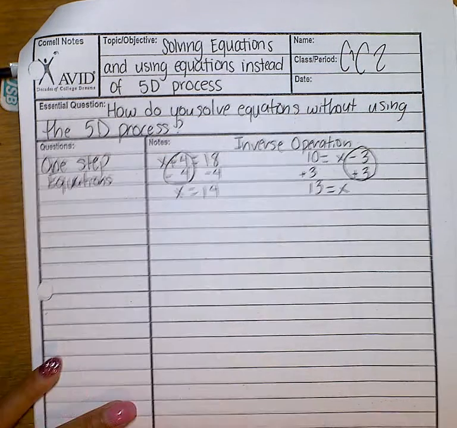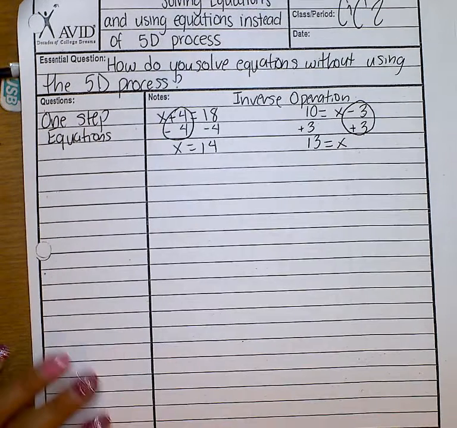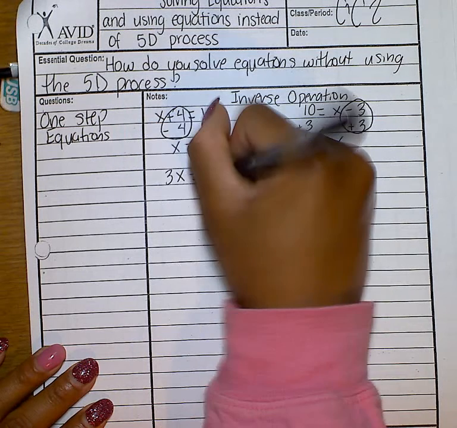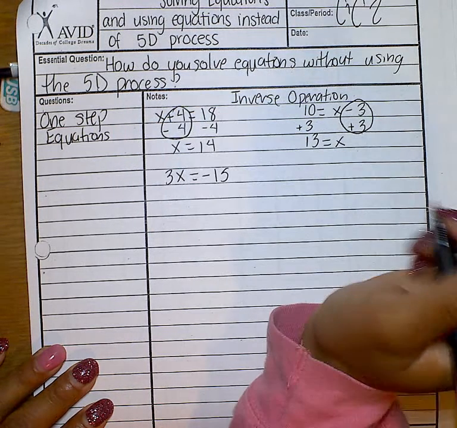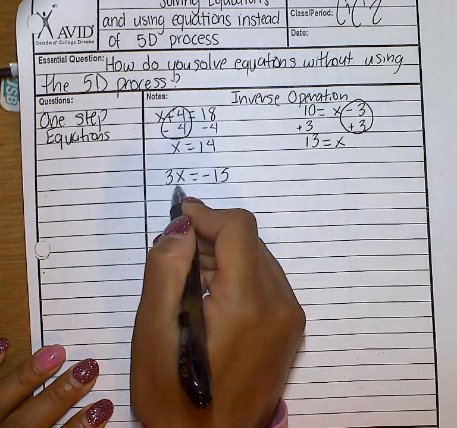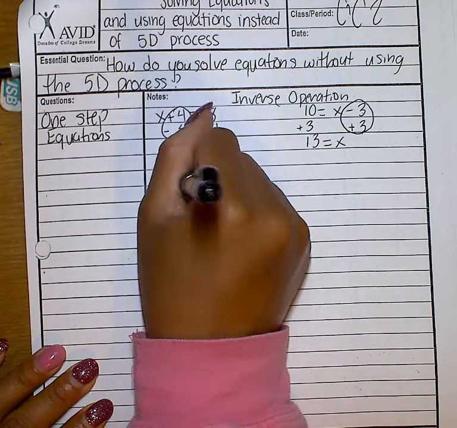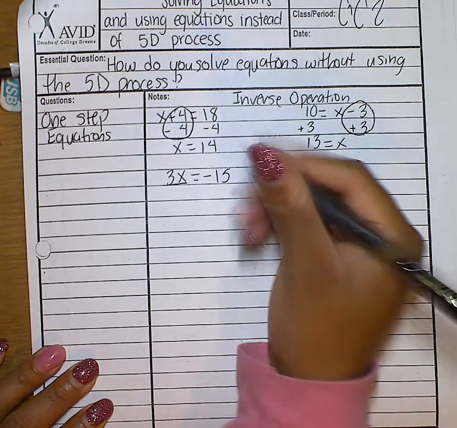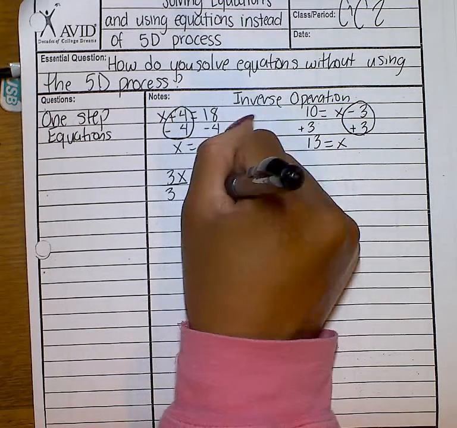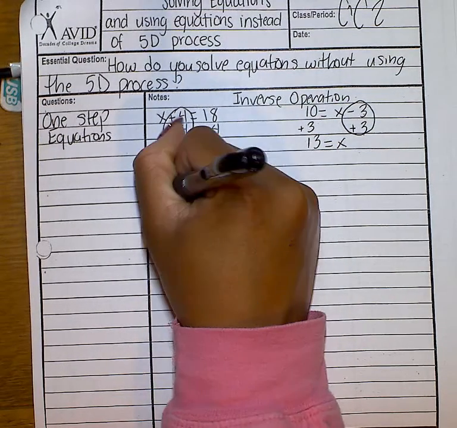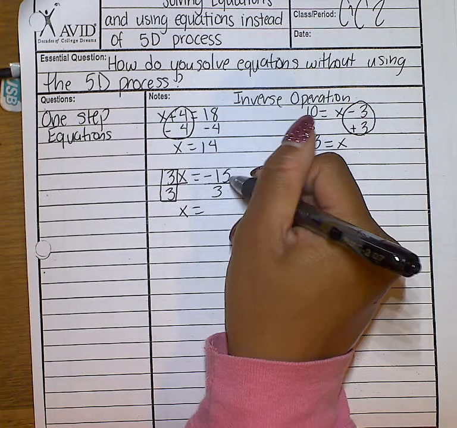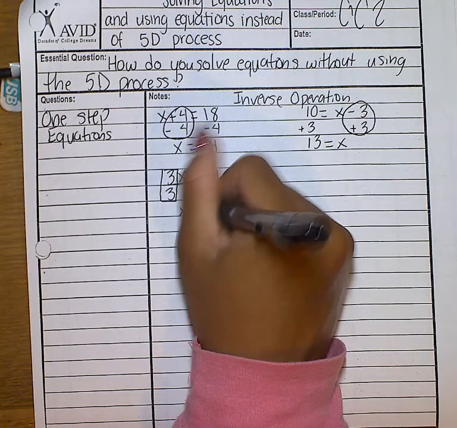The next type of one-step equation is multiplication. So let's say we have the problem 3x is equal to negative 15. For 3x equals negative 15, in order to get x alone, we want to take the inverse operation, which if this is multiplication, then we need to divide by 3 on both sides. So this creates a giant 1. So then I'm left with just x equals negative 15 divided by 3, which is negative 5.